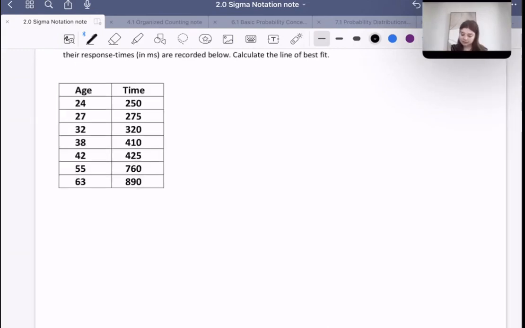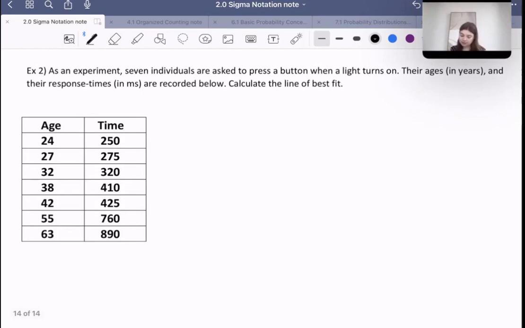But basically, this one says, as an experiment, 7 individuals are asked to press a button when a light turns on. Their age in years and their response times in milliseconds are recorded below. Calculate the line of best fit.